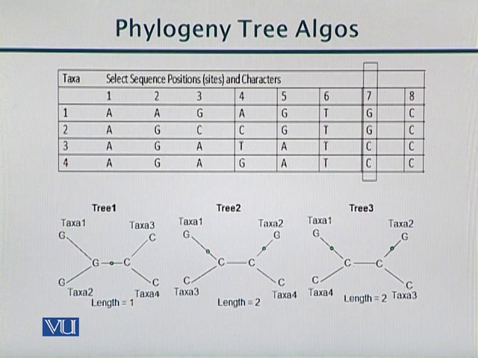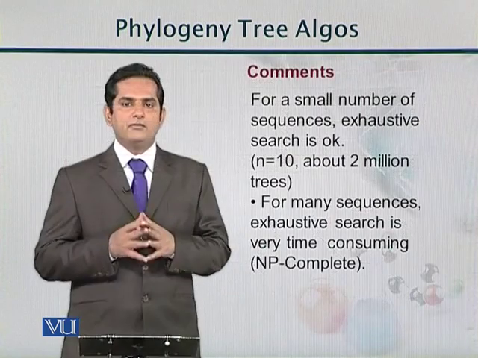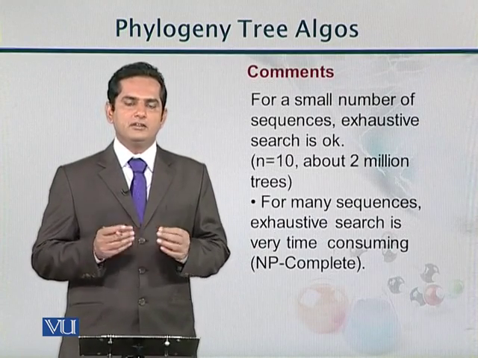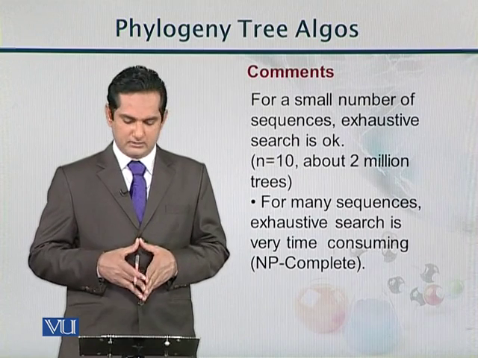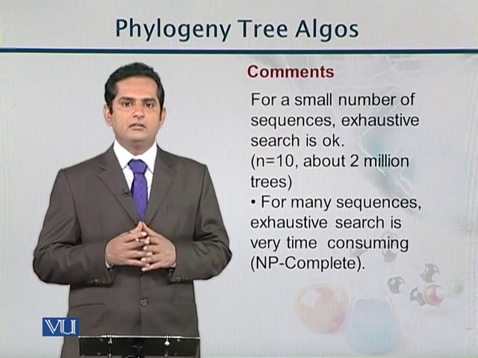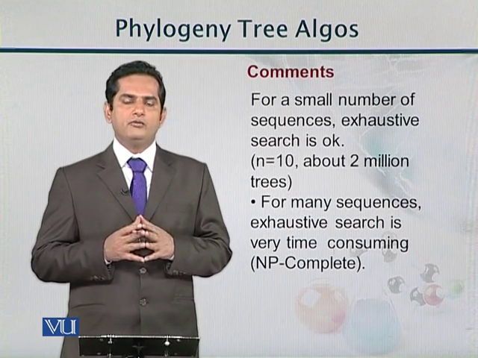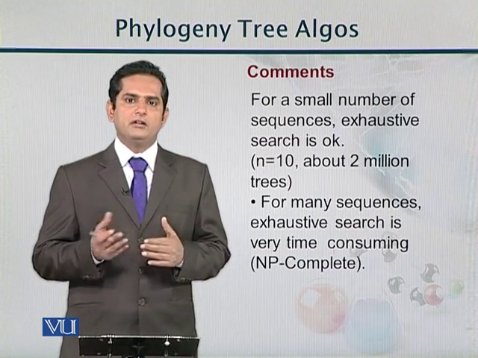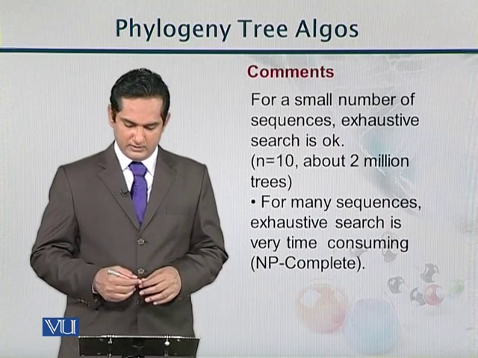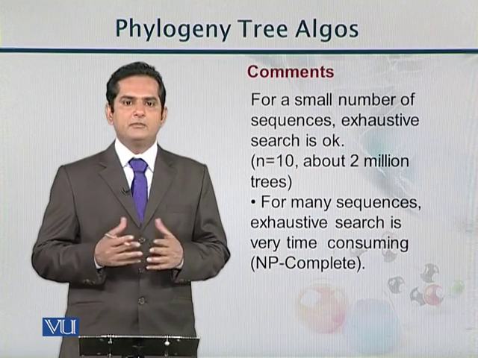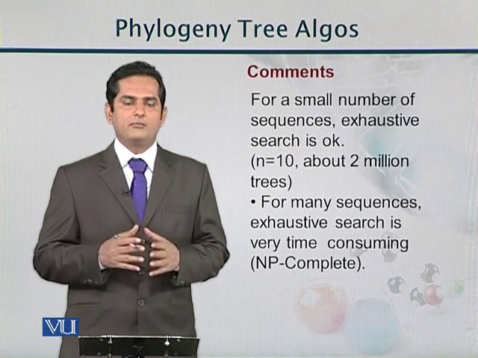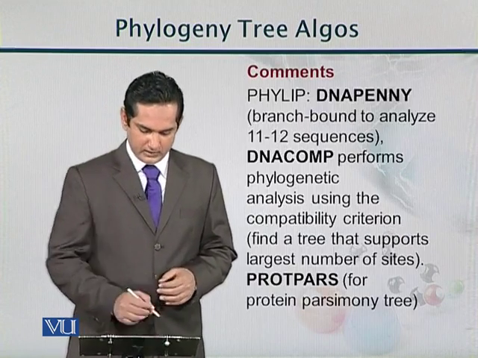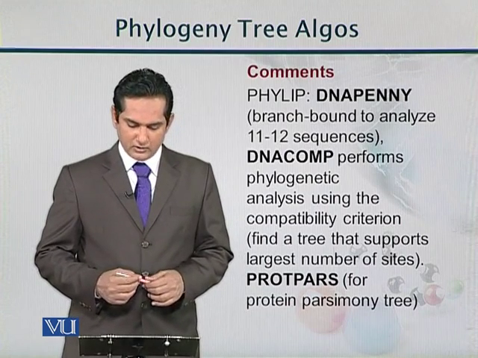So what are the comments then? It's very good if the number of sequences is very low, but as the number of sequences increases, this tree building step becomes very exhaustive. For example, if we have 10 sequences, then we would have about 2 million possible trees for those sequences. So it is very time complex, and it is an NP-complete problem, which is very tough to deal with.